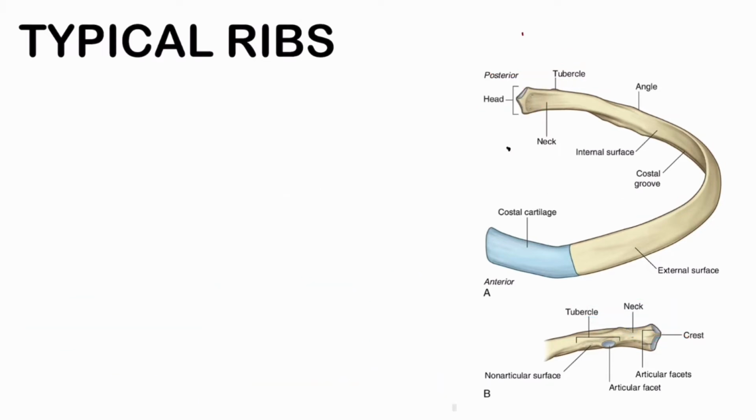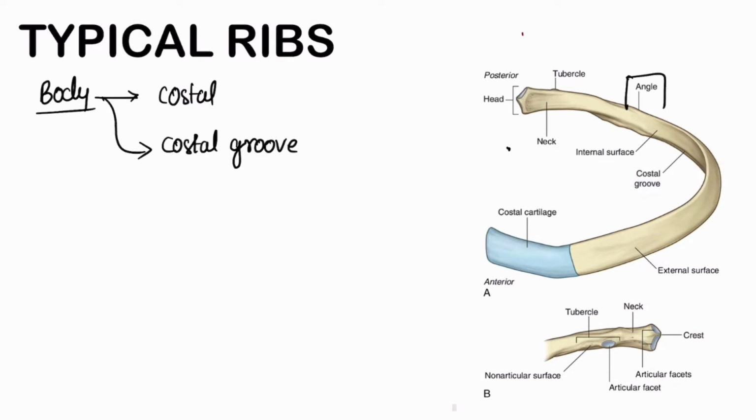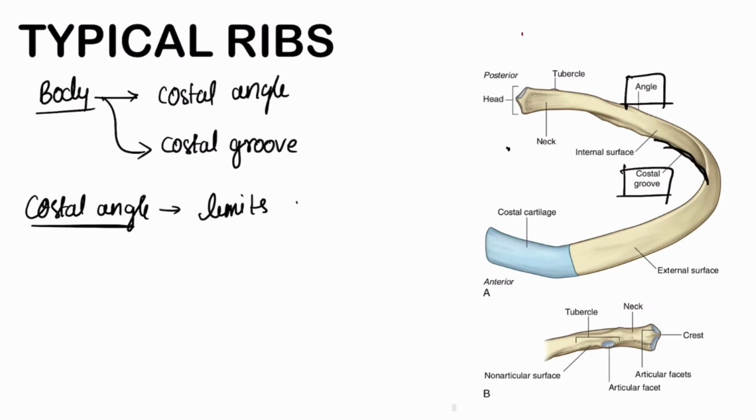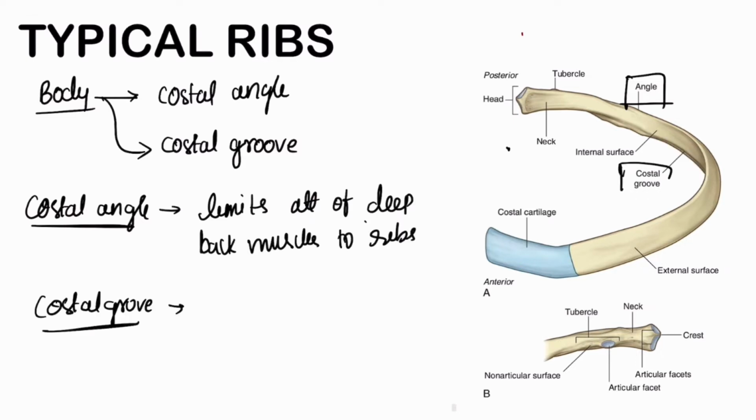Now let us discuss the body. It has the costal angle and also the costal groove. This is the costal angle here, and this is the costal groove. The costal angle limits the attachment of deep back muscles to the ribs. This costal groove is helpful for the protection of intercostal nerves and vessels.